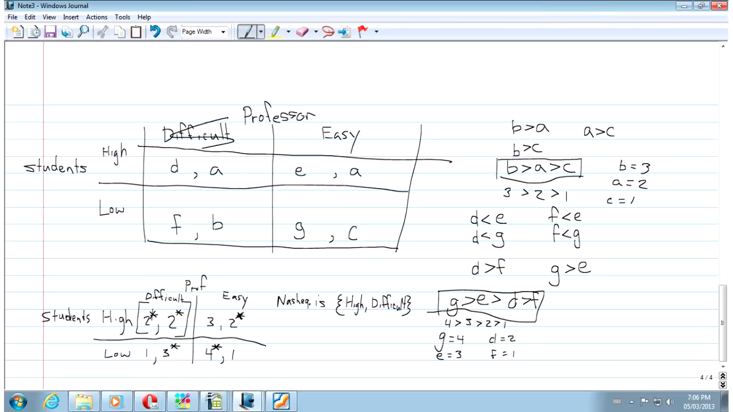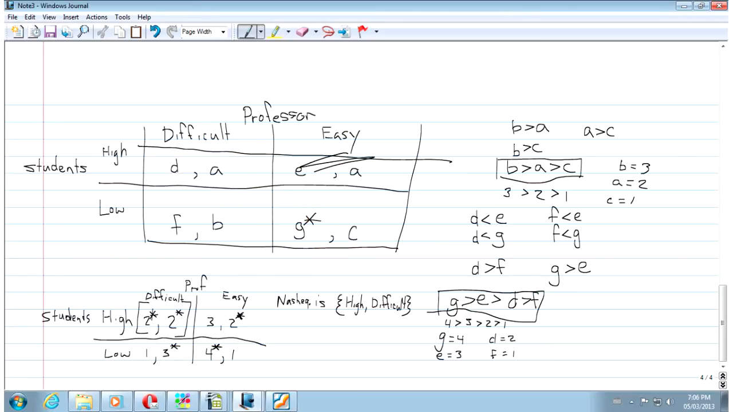I'm going to fix an easy test. So the professor chooses easy, and now the students are choosing in between a payoff of E here and a payoff of G here. Well, if I look at my ranking system, I see that G is better than E, so I put a star on G.